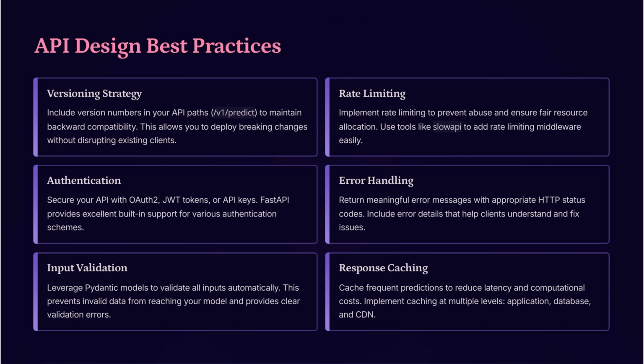Incorporate version numbers in API paths like v1 predict to ensure backward compatibility. Implement rate limiting using tools like SlowAPI to prevent abuse. Secure APIs with OAuth 2, JWT tokens, or API keys. Use Pydantic for input validation and return meaningful error messages. Cache frequent predictions to reduce latency and computational costs.